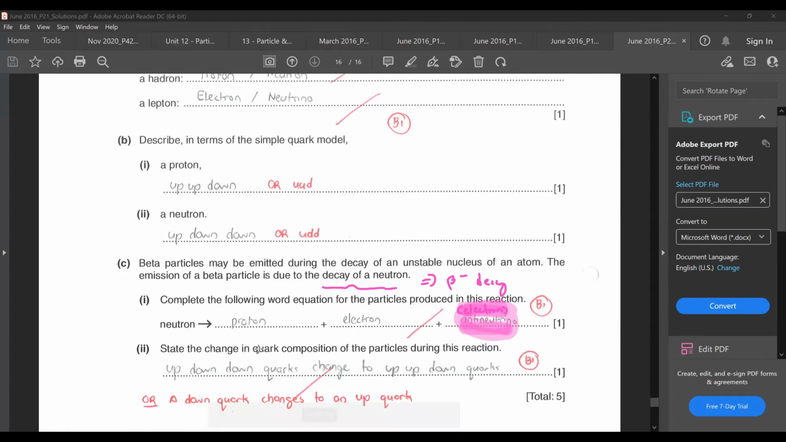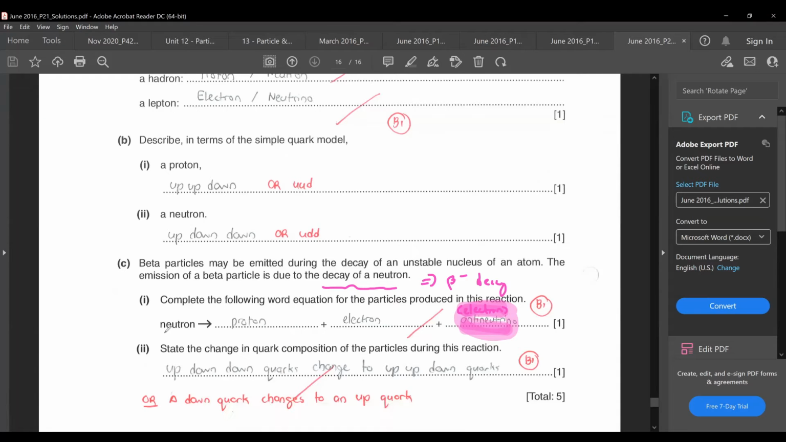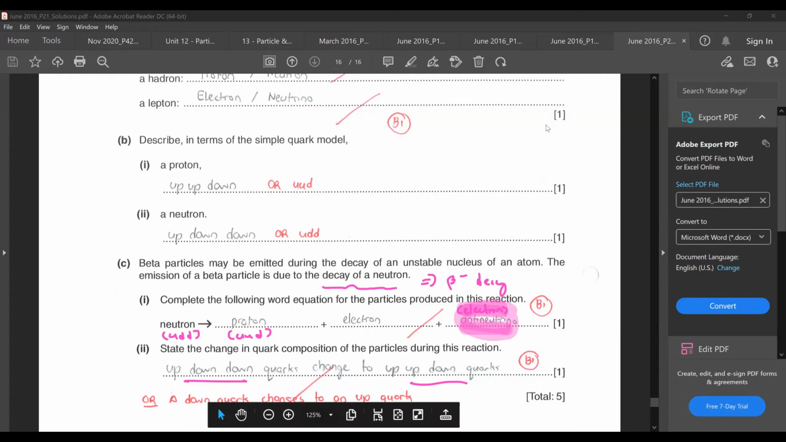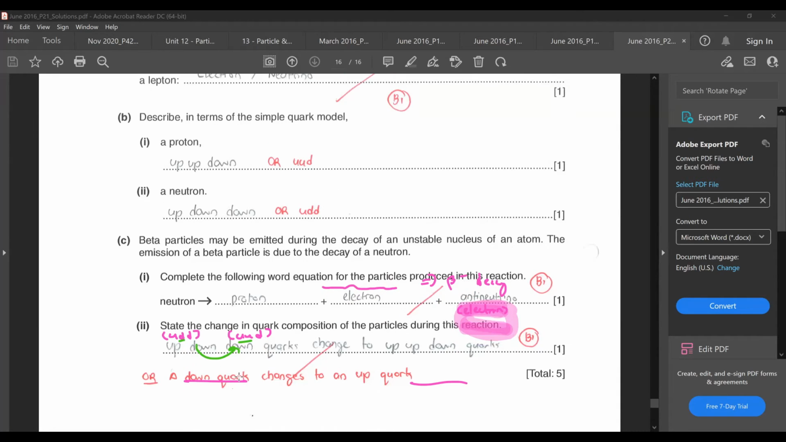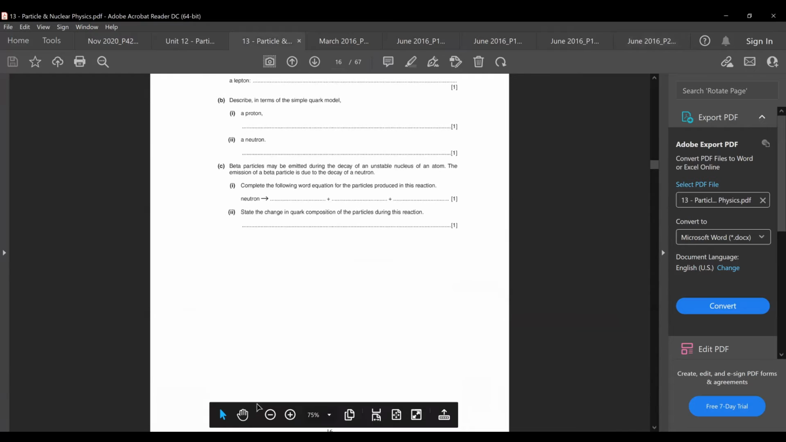Right. So state the change in quark composition of the particles during the reaction. This one shouldn't be an issue. Up, down, down, change to up, up, down. Up, down, down quark, change to up, up, down quark. Or you can just simplify your workings. Down quark, change to up quark. That's all there is to it. Right. So this one, no issues, very simple. So clear off everything here. Then after that, move on to the next question. Okay, this one is okay.